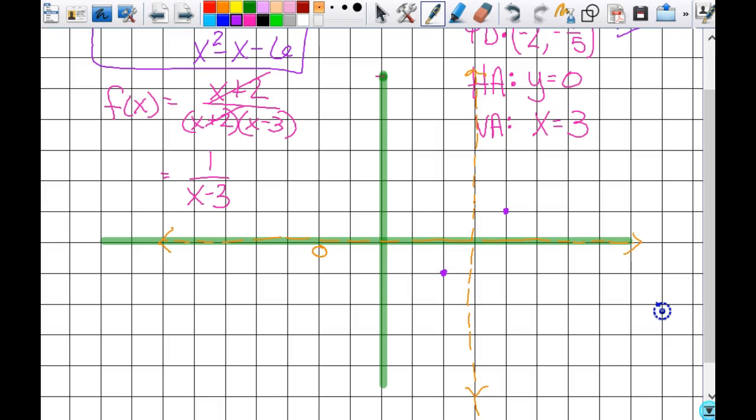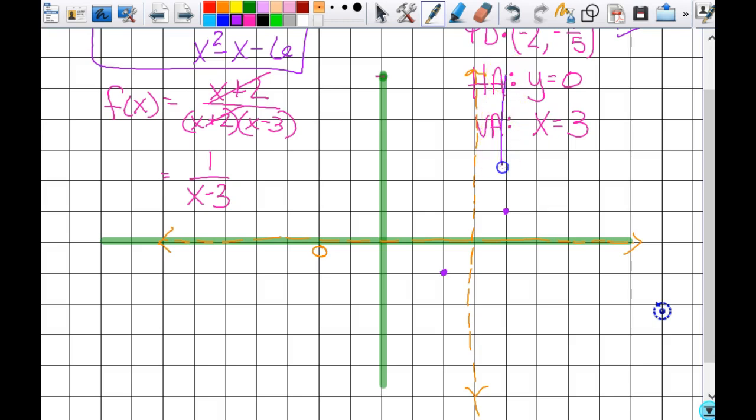Does that make sense? Or you can actually think about what it is. If I plug in 4, I get 1. But you can also just think about it as actually the translations. That's why we talk about those things. So there are my key points. You should know what the shape is because it's a parent function, right? We don't have to go crazy with any of that.